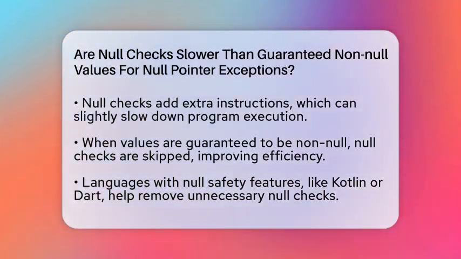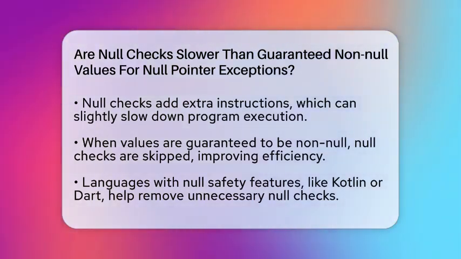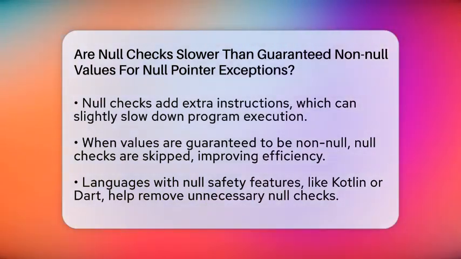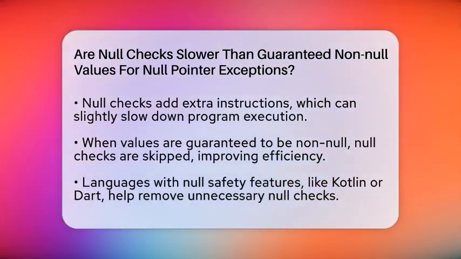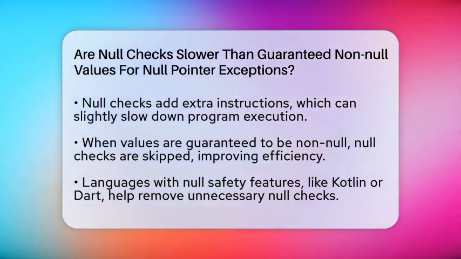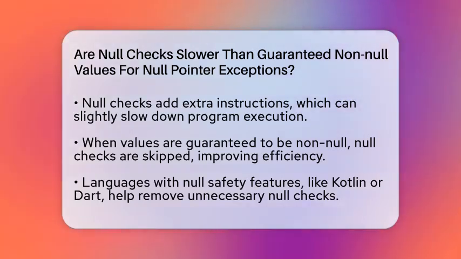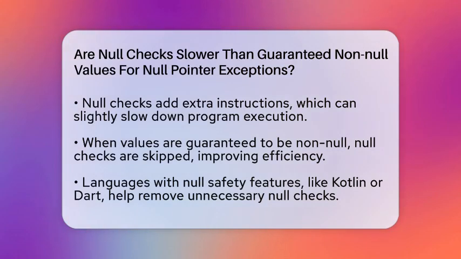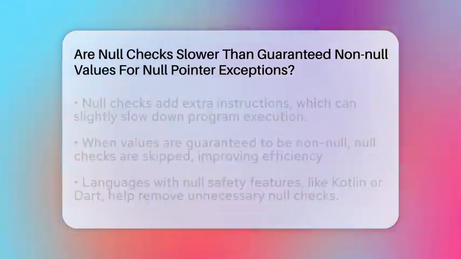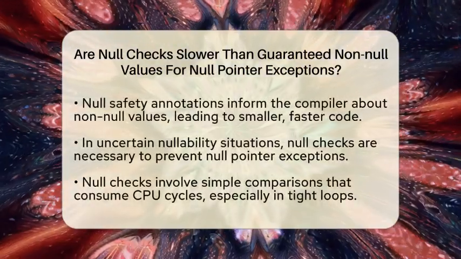When a program needs to verify if a value is null, it performs a null check. This check adds extra instructions to the code, which can take a tiny bit more time to execute. If the value is guaranteed to be non-null, the program skips these checks entirely. That means the code runs a little faster because it doesn't waste time verifying something that can never be null.